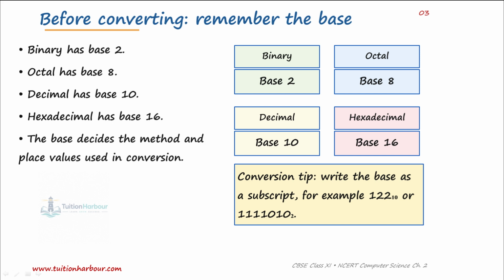Before converting, remember the base. Binary is base 2, octal is base 8, decimal is base 10, and hexadecimal is base 16. The base decides the division or positional values we use.